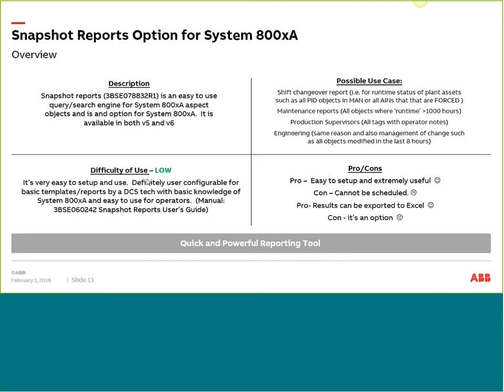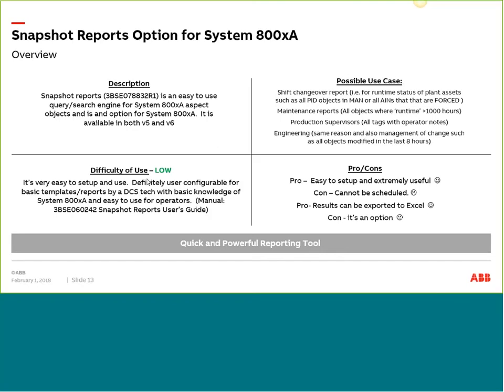However, we find a lot of times engineers will use this in their management of change procedures. They'll say, okay, who's touched anything in the last 8 hours or the last month? You can get a list of anybody that's done any kind of edits or any tags that have a newer save date, for instance. So there's a lot of different uses. It's kind of endless. So pros and cons: it's very easy to set up and extremely useful.